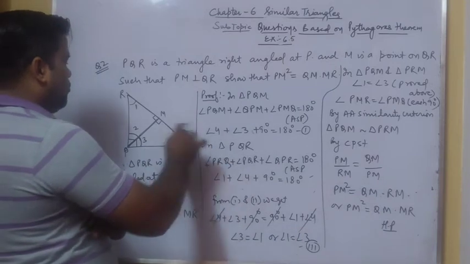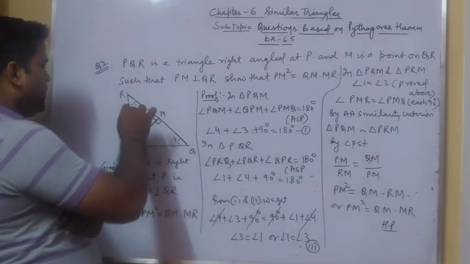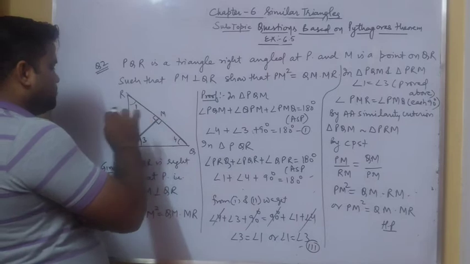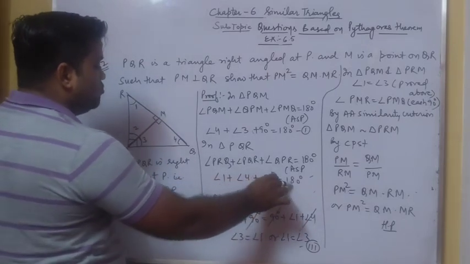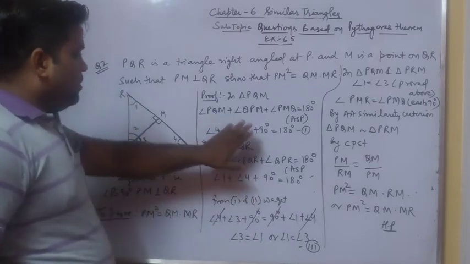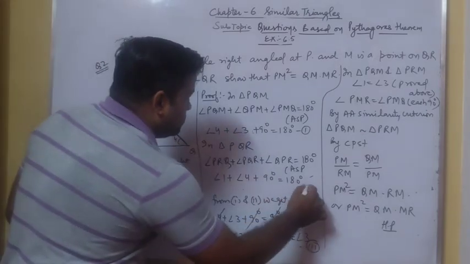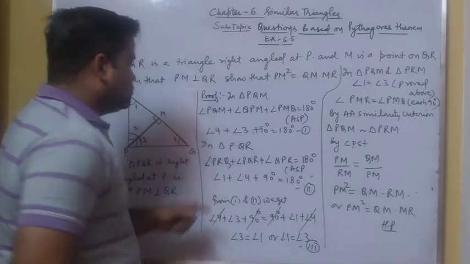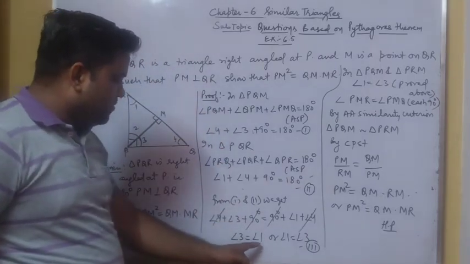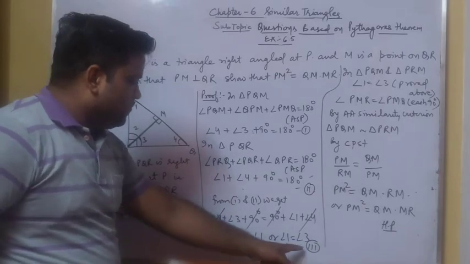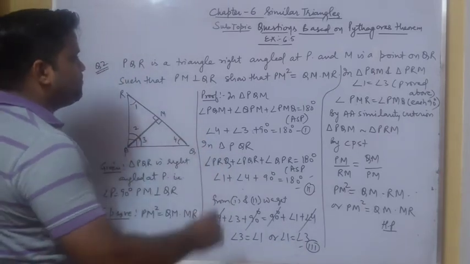Similarly in triangle PQR we apply the angle sum property, as the sum of three angles of a triangle is 180 degree. On applying this we get angle 1 plus angle 4 plus 90 degree equal to 180 degree, and we consider it as equation number second. So from first and second, we get the relation angle 3 equal to angle 1, or angle 1 equal to angle 3, and we consider it as equation number third.